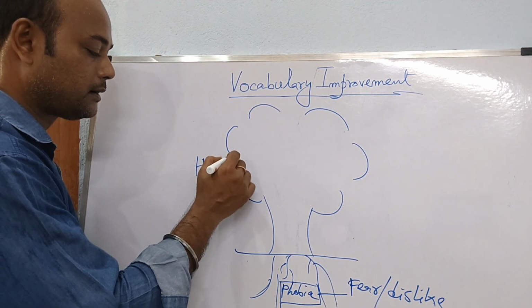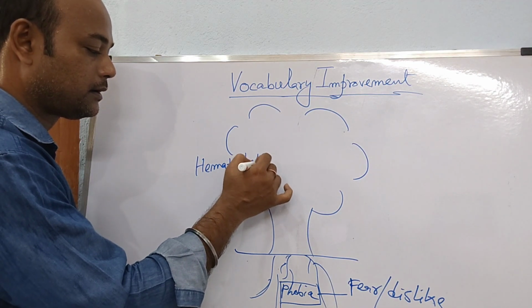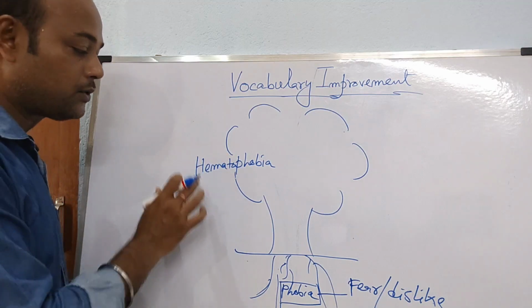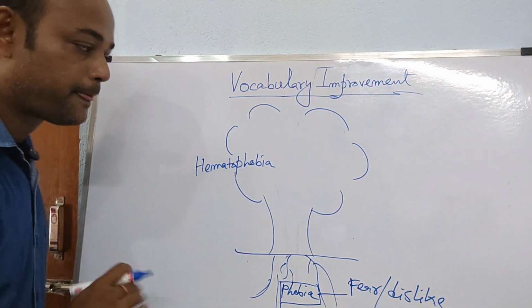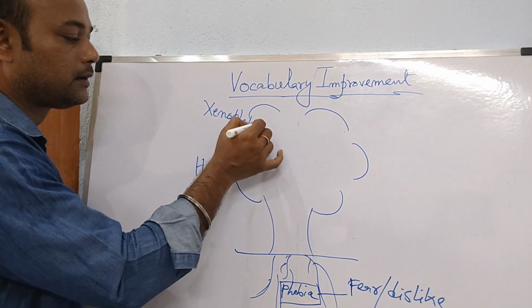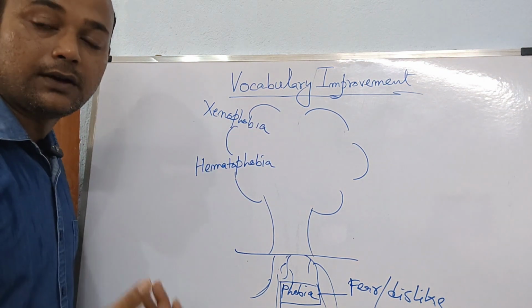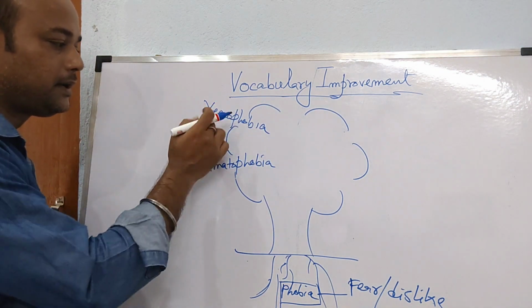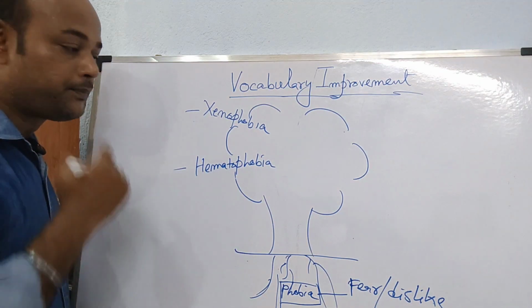Now we will write some words ending in phobia, like hematophobia. What does it mean? Hematophobia means fear of blood. Xenophobia. Xenophobia means fear of foreigners. You may write the meaning there. Okay.